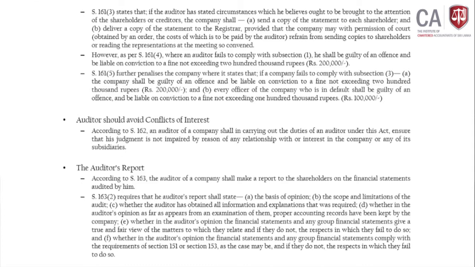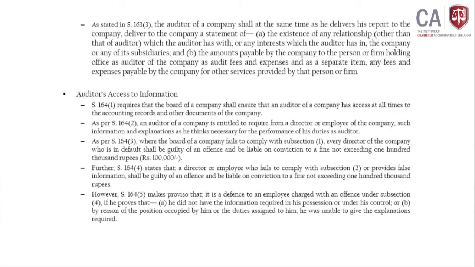And whether in the auditor's opinion the financial statements and any group financial statements, if it's a group, comply with the requirements of section 151 or section 153 as the case may be, and if they do not, the respects in which they fail to do so, the auditor must report. So these are very important essential elements in an audited report, as section 163(2) requires the auditor to state as a mandatory and obliging matter. He can report any other things, but these are very important for him to report.